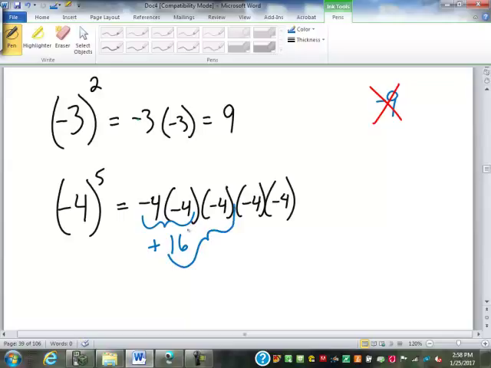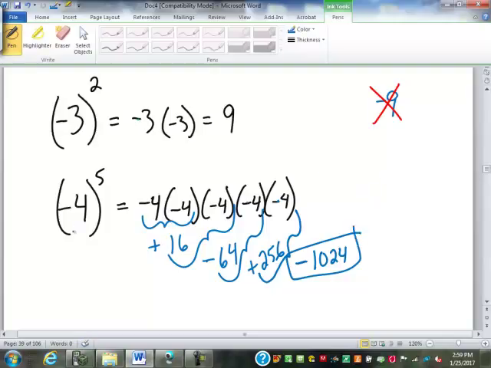Times the next negative 4, 16 times negative 4. Positive times a negative is a negative. 16 times 4 is 64. Times the next negative 4. So negative 64 times negative 4. Negative times a negative is positive again. 64 times 4 is 256. Times the last negative 4. 256 times negative 4. Positive times negative is negative. 256 times 4 is 1,024. Negative 4 to the 5th is a negative 1,024.